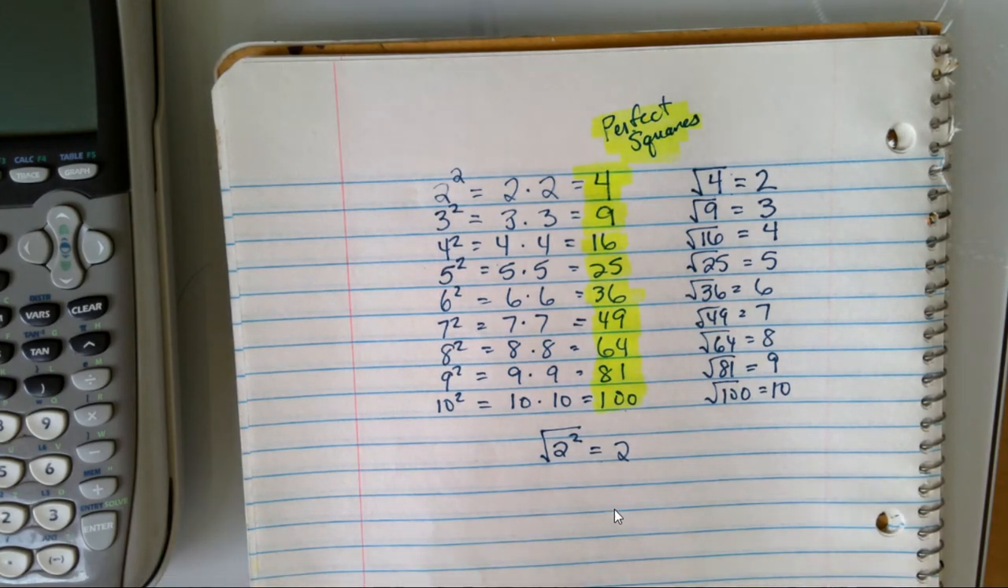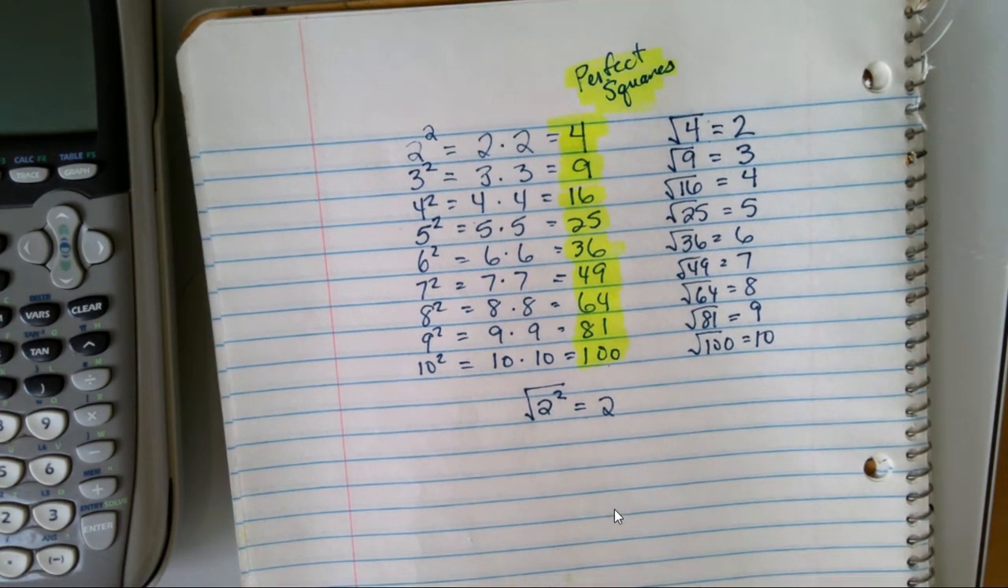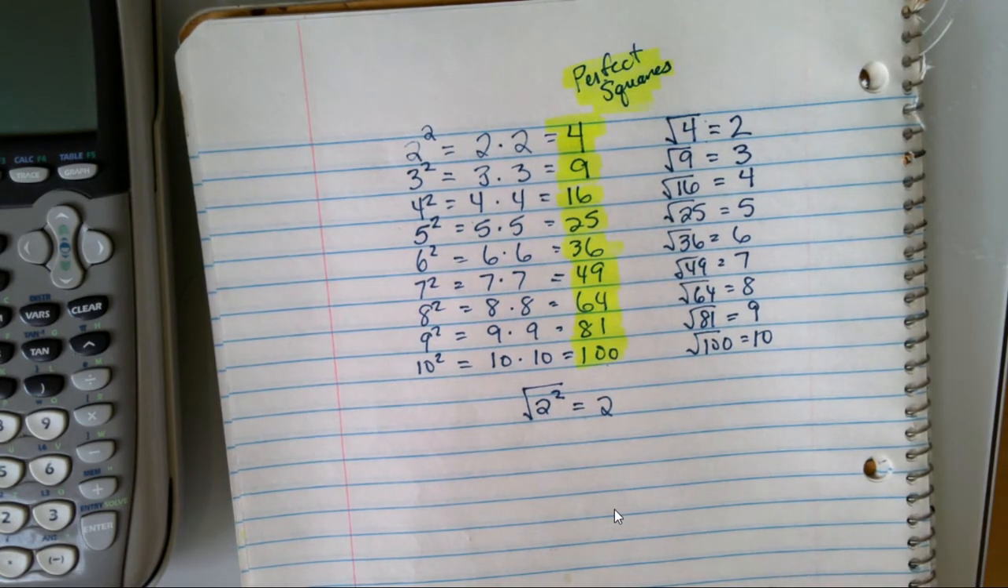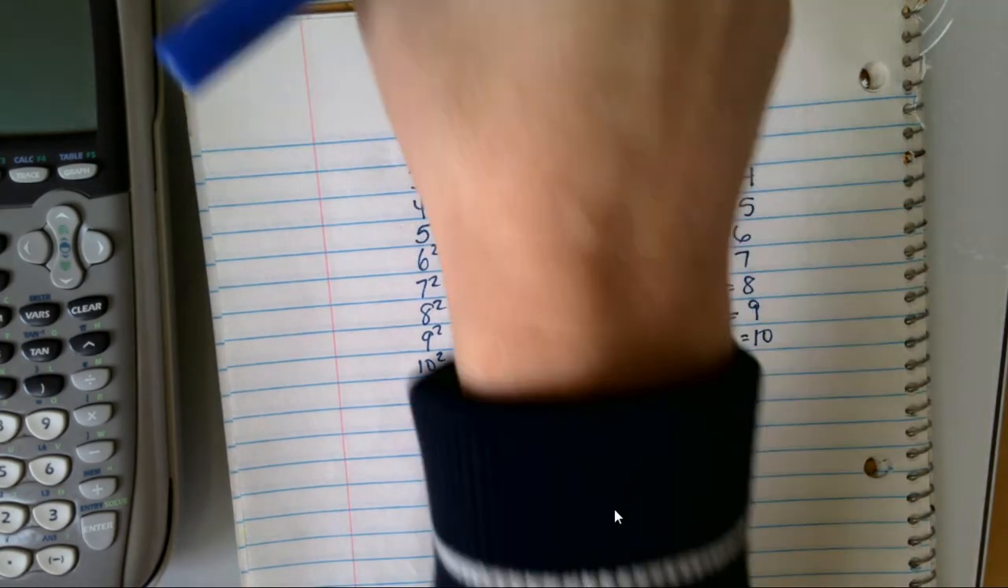Hi, so we're going to now simplify radicals and we're going to use these perfect squares to do that. When you're simplifying radicals, it's also called reducing radicals. We want to get all of our perfect squares out of there. So we're going to have to do some factoring. So just first, a reminder of what factoring is.